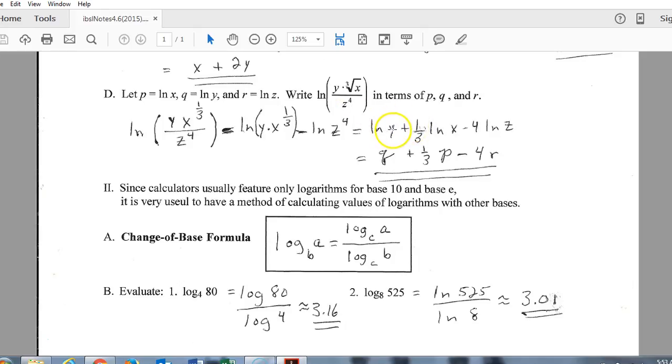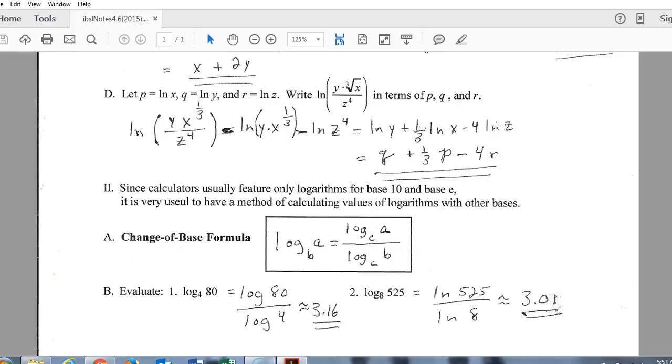So I got the y. Remember, that's led by a positive because it was on top. So is the 1/3 natural log of x that I get right here. And then the z that was on bottom gets the minus sign, and we brought his exponent in front, just following those basic rules that we did up above.